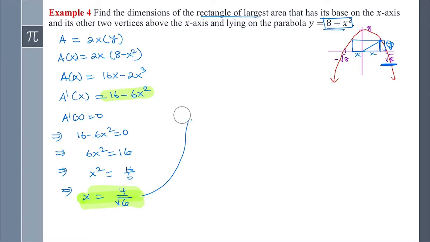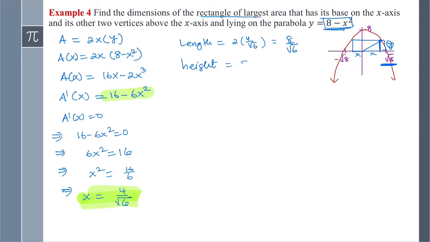Okay, so the maximum area is given by the rectangle with x value 4 over square root of 6, or the length of the rectangle at the base, whatever you call it, is x plus x, 2x. So 2 times 4 over square root of 6, which is 8 over square root of 6. And the height or the width of the rectangle is the y value, so we can put it in here. So y is 8 minus x squared, which is 16 over 6. And then if we simplify this, we're going to get 16 over 3. Okay, so this is the height, that many units, and this is the length, that many units.